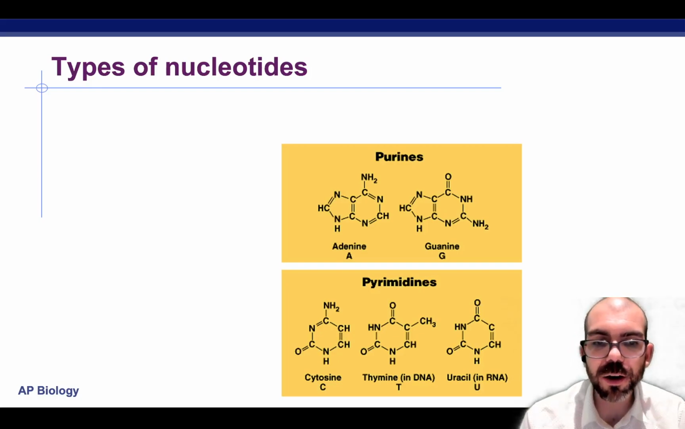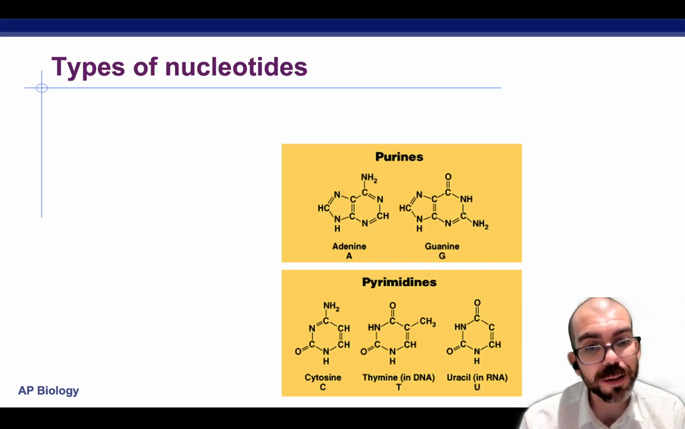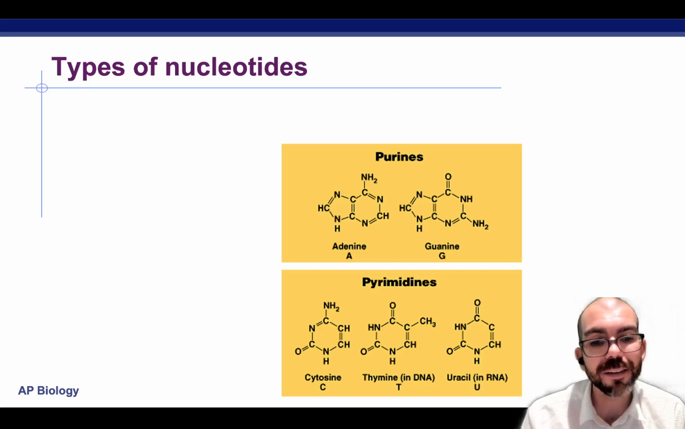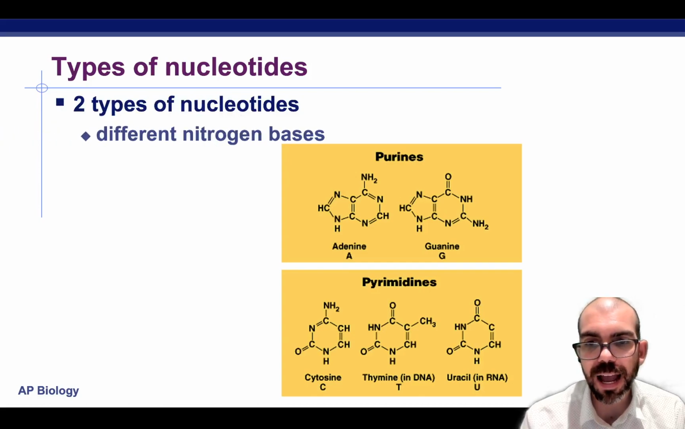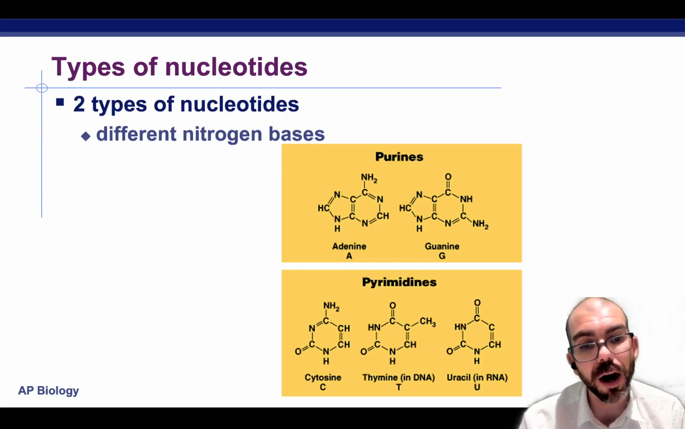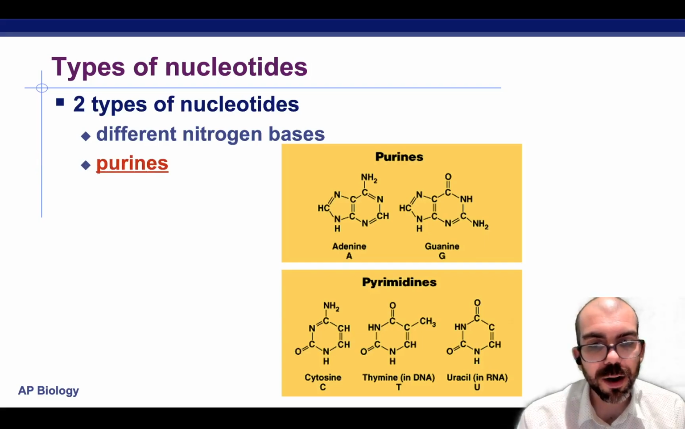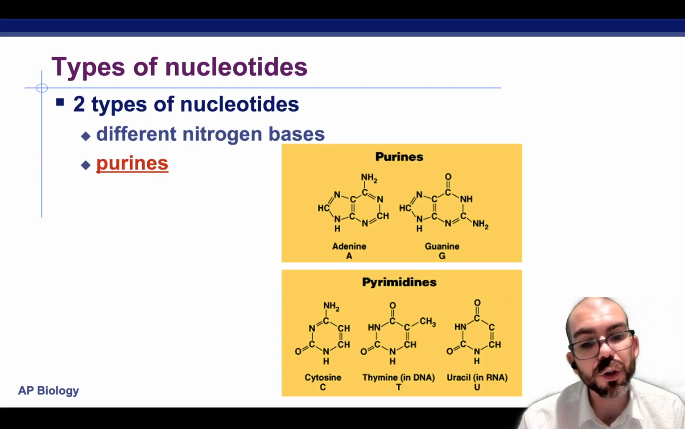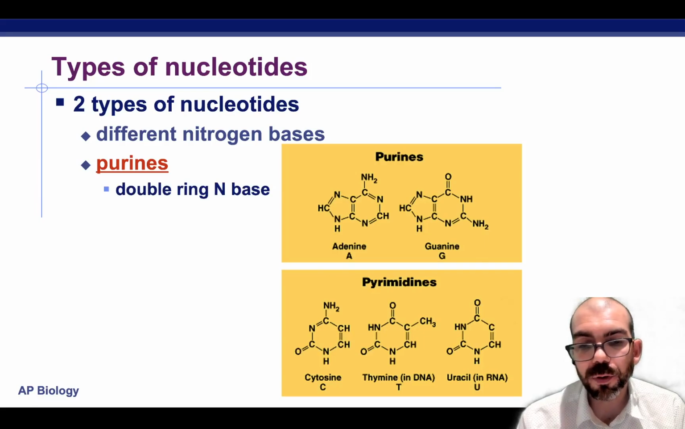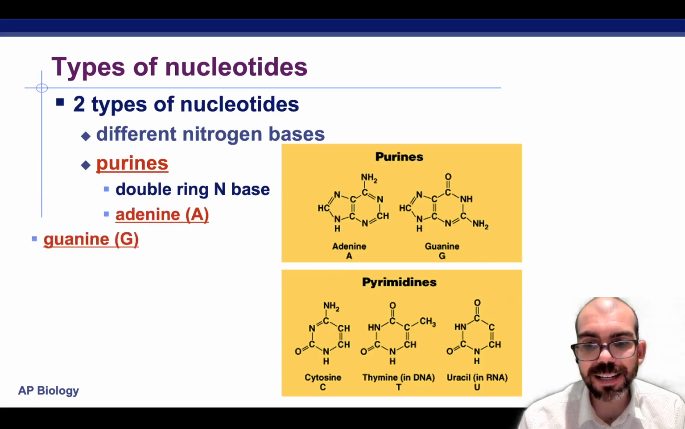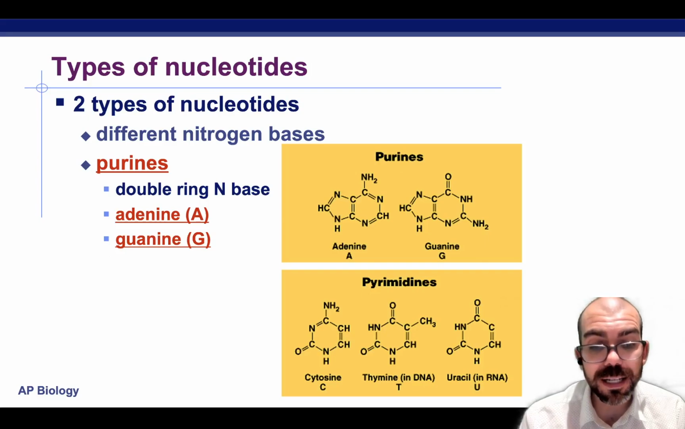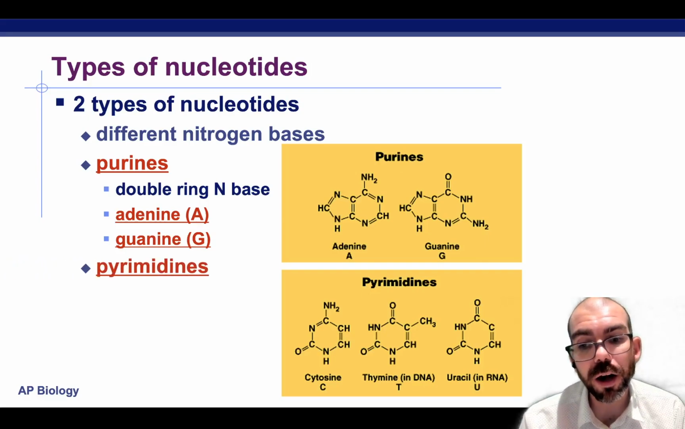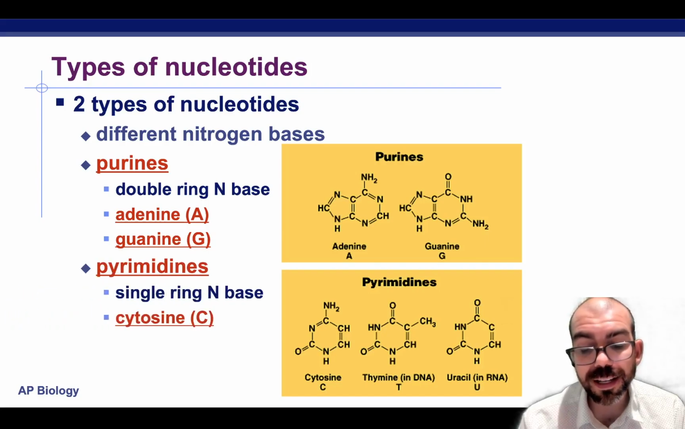Now, nucleotides, not only do they have different names, they also have different shapes. And if you have a different shape, you have a different function. There are 2 main categories of nucleotides, and it's a difference in the rings that make them up. If you look at this diagram here, you'll see that purines are made up of 2 rings. It's a double nitrogen base. Adenine and guanine are both purines. Pyrimidines, on the other hand, are only made up of 1 ring. Our pyrimidines in the case of DNA are cytosine and thymine.